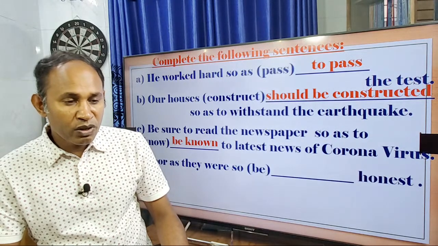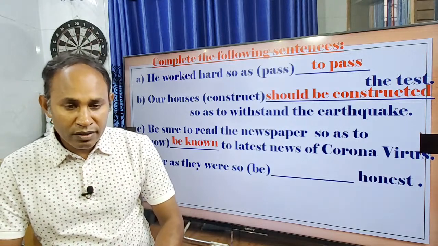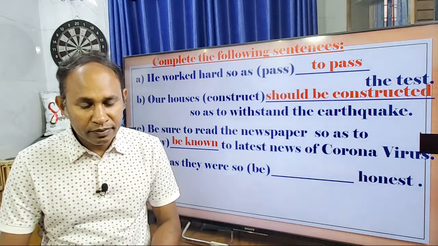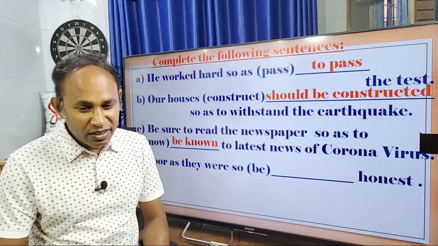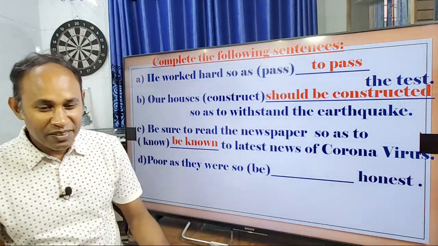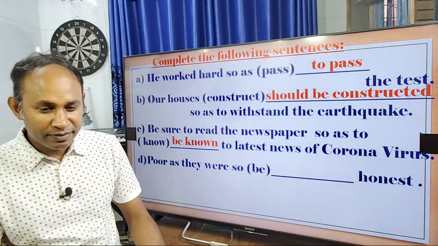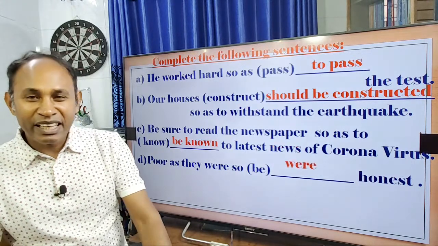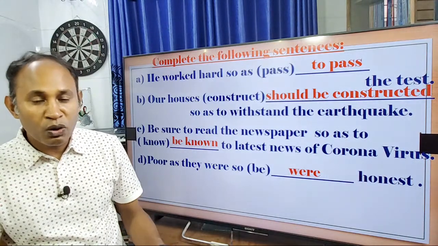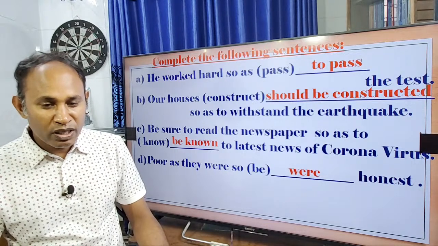That's wonderful. Okay, so the next question: poor as they were, so be honest. You're like bullets. You're shooting so nicely. That's really wonderful. And your answer is absolutely right again. So where honest, poor as they were, so were honest. So this tense should be related, and this is called sequence of tense. This is very important.